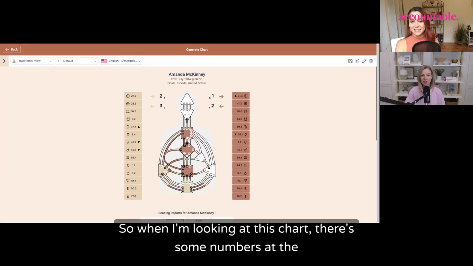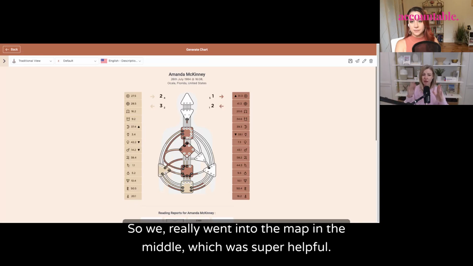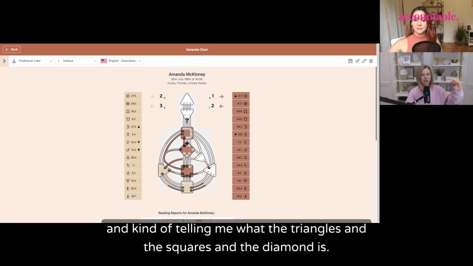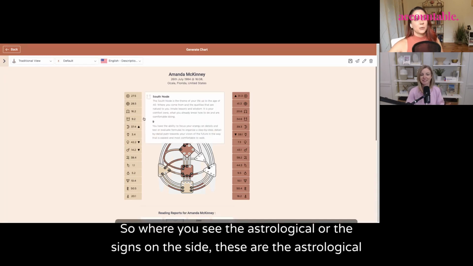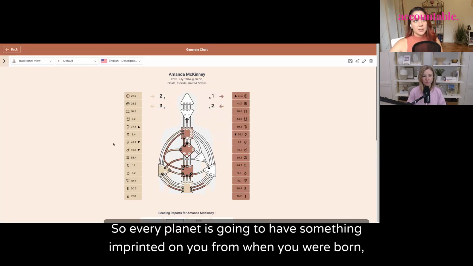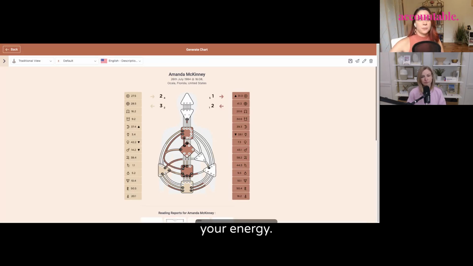Okay, so when I'm looking at this chart, there's some numbers at the top and a lot of other things on the side. So you really went to the map in the middle, which was super helpful, and kind of telling me what the triangles and the squares and the diamond is. What's everything else? So where you see the astrological signs on the side, these are the astrological glyphs. Every planet is going to have something imprinted on you from when you were born, like whatever energy that planet was in at the time, that's going to then translate into your energy.